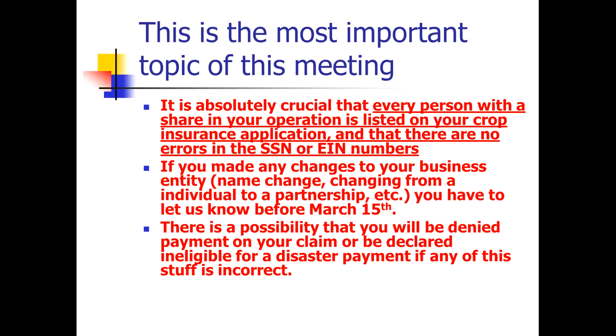It's absolutely critical that every person with a share in your operation is listed on your crop insurance application and that there are no errors in the Social Security or EIN numbers. That's another big one. We want to make sure that everyone that has a share in your operation is listed. If not, that could disqualify you for their share of your loss payment and also possibly disqualify you for disaster payments at the FSA.